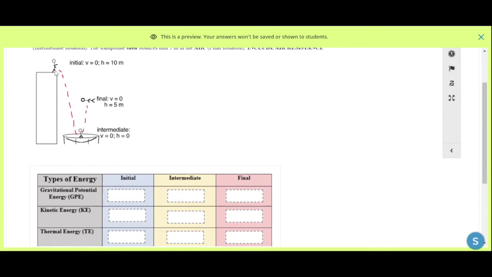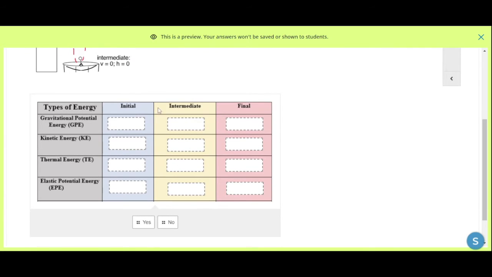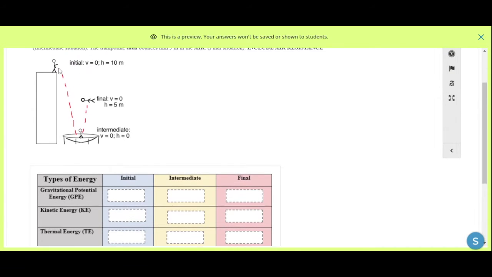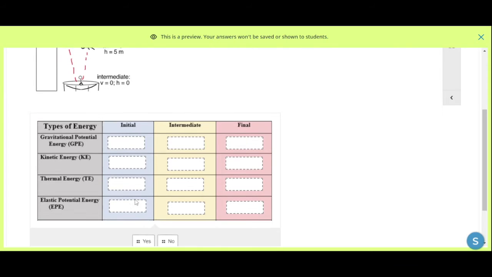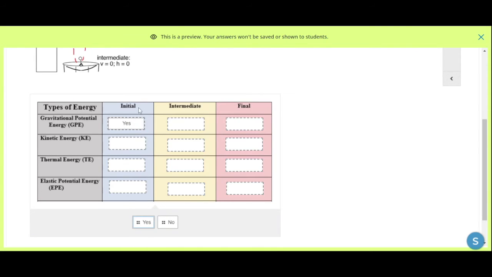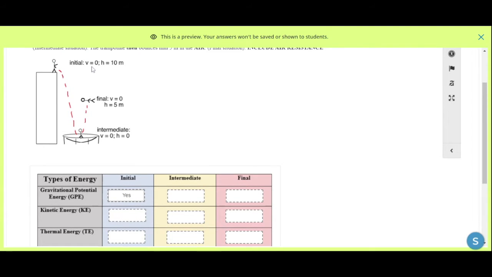So if we go ahead and look at this, we see our guy right here. He's going to fall down. He's going to land on the trampoline and then come back up to this point right here. So what types of energy are present? Well, in the beginning, he has some height. So gravitational potential energy is present in the beginning. It says that his velocity is zero.